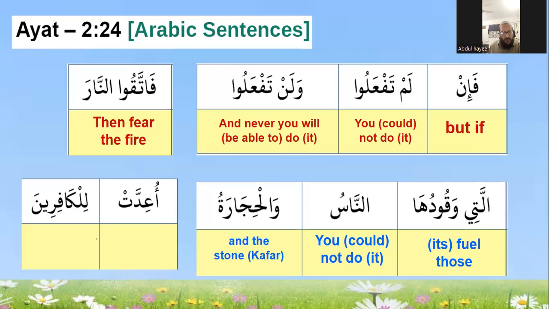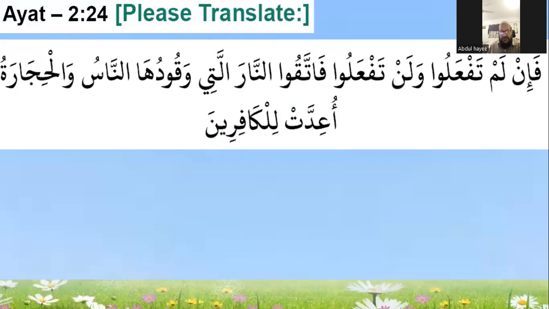Wal hijara, and the stone. Al-kafirin means the disbelievers. U'iddat means prepared. Lil kafirin. What is the meaning of lil kafirin? For the disbelievers. Let's have this ayah complete.